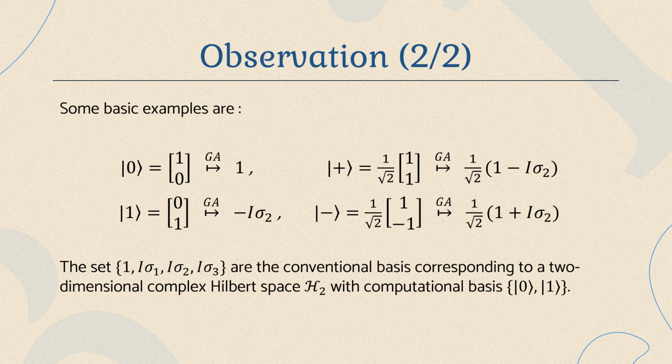Some basic examples are listed below. The 0 state has its geometric algebra equivalence of 1. The 1 state has equivalence of negative I sigma 2. The plus state will be the superposition of 1 and negative I sigma 2, and the same applies to the minus state. The sets 1, I sigma 1, I sigma 2, and I sigma 3 are the conventional bases corresponding to a two-dimensional complex Hilbert space H2 with computational bases 0 and 1.